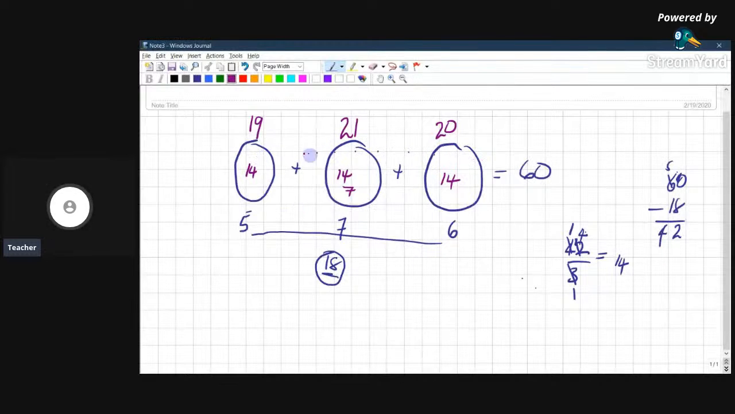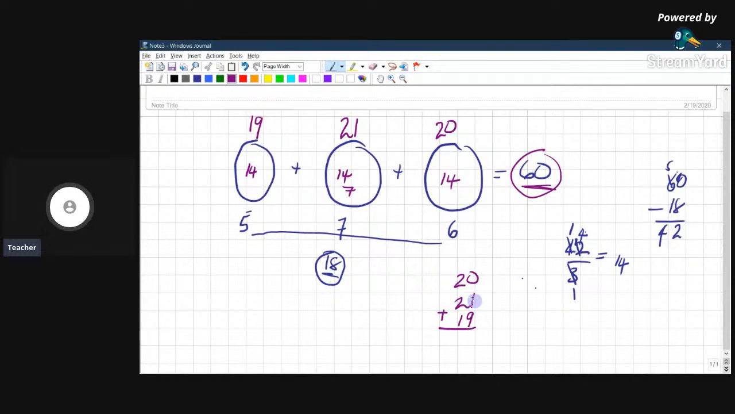Now I need to check if this is true. So I'm going to add the 19, the 21, and the 20 and see if I get back 60. And if I get back 60, then I know that my calculation is correct. So I'm going to just put this here, 20, 21, and 19. We're going to add these all together.